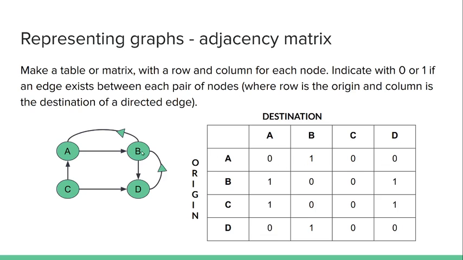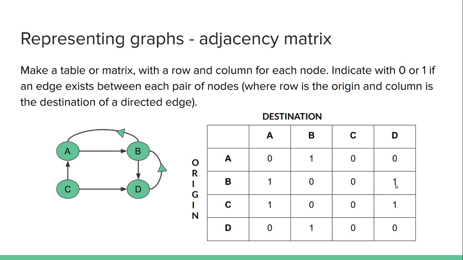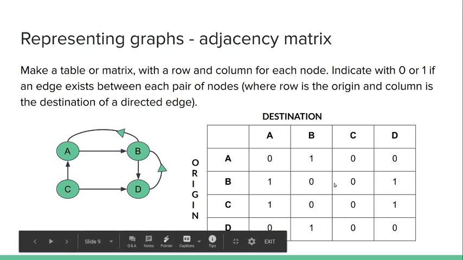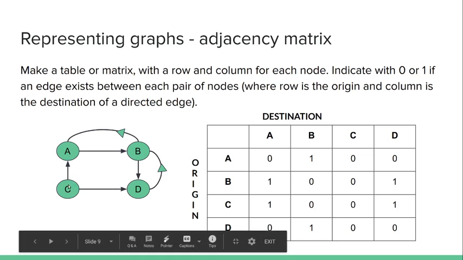Next we go to B, and we see that from B we can get to A, we can get to D. So we put a 1 in the column for A, and we put a 1 in the column for D, and we put 0s in the columns for B and C. From B we can't get to ourselves, and we cannot get directly to C. Next we move on to C, and we see that from node C we have an edge to A and we have an edge to D. So we mark those edges with 1s in our matrix, and we put 0s for the other 2 nodes.